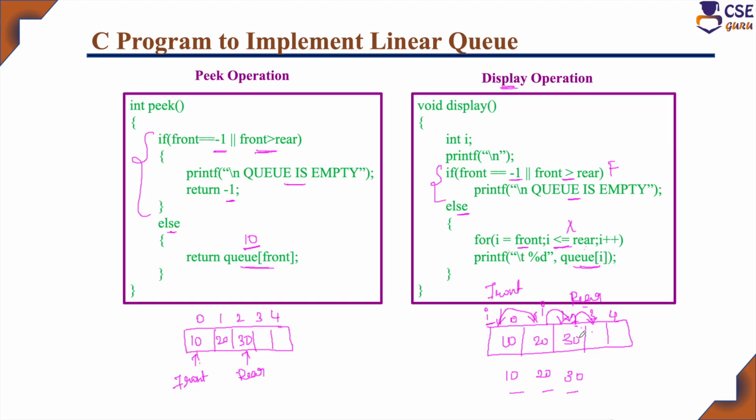So these are all the different operations we can perform with the array representation of a Q: enqueue, dequeue, peek and display operations. The main operations, if you are considering, are enqueue, dequeue and peek. Whenever you want to check the elements present in the queue, in that case, you will implement a display operation.